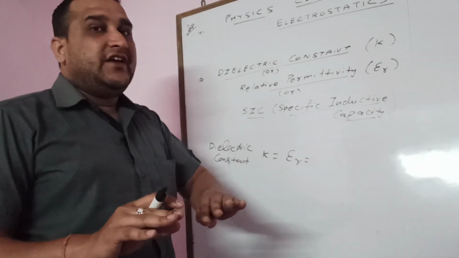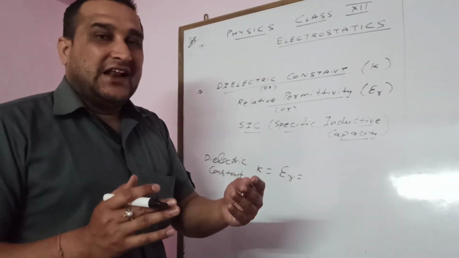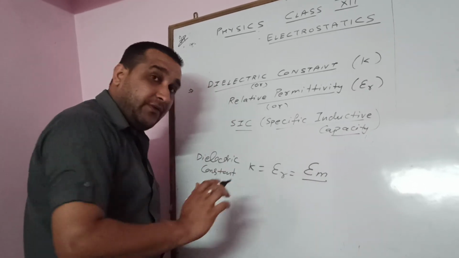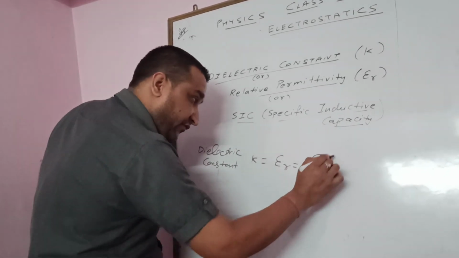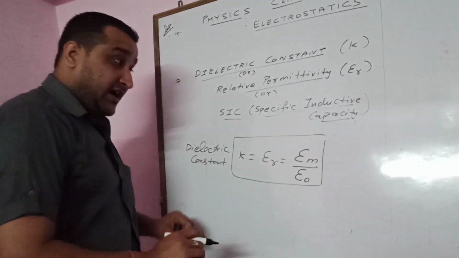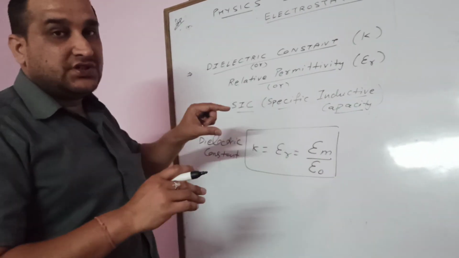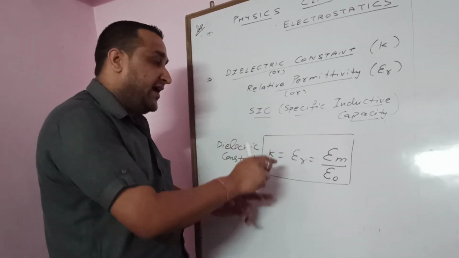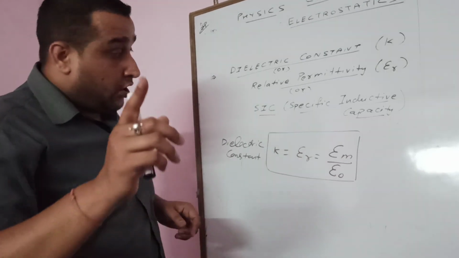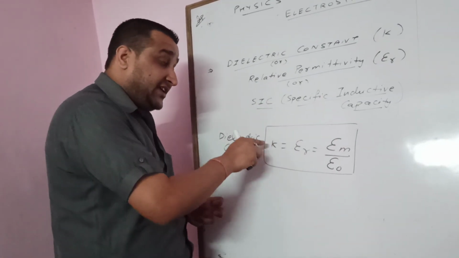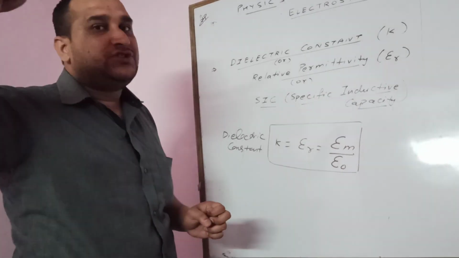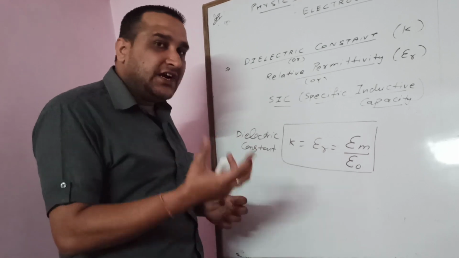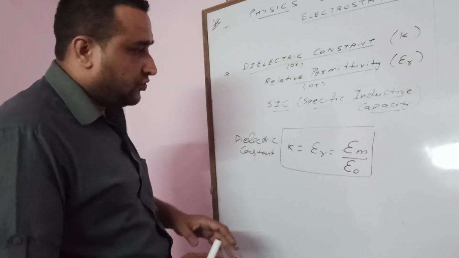Relative permittivity means to relate the values. So if we take the ratio of the permittivity of a medium to the permittivity of free space, the ratio of both values gives a constant, called the dielectric constant K or relative permittivity. Keep in mind that this K is different from the electrostatic force constant. Both have the symbol K, but this is the dielectric constant, a medium value, and that is the force constant.